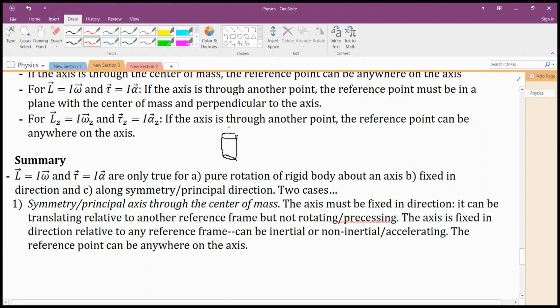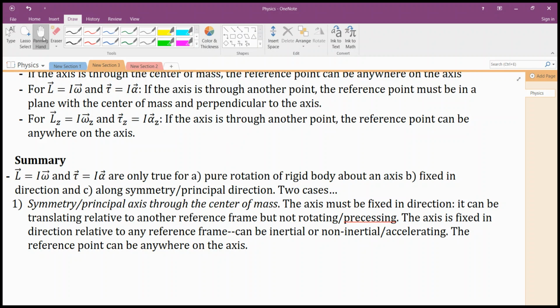Considering our cylinder again, here's an axis through the center of mass. It's a symmetry axis. Here's an axis through the center of mass. It is not a symmetry axis. The kind of symmetry will be discussed in more detail in the moment of inertia video, but the idea is that it is a rotational symmetry where the object looks balanced on all sides. So here's one, here's two, and then there's a third one going through the page.